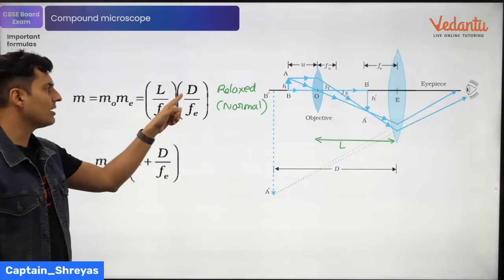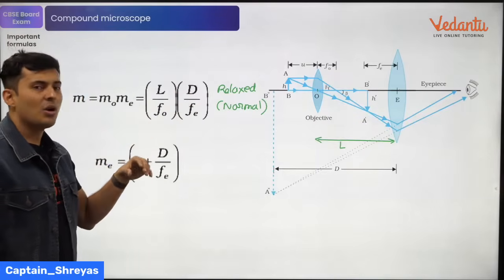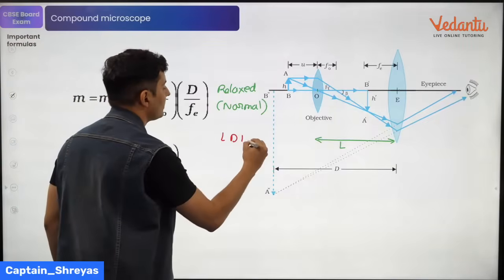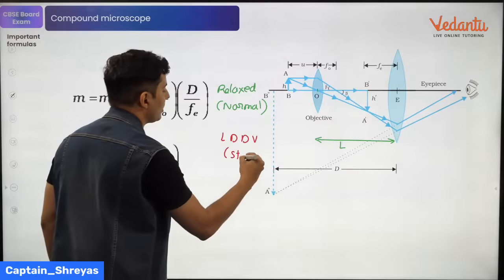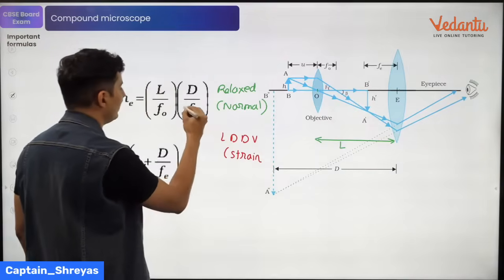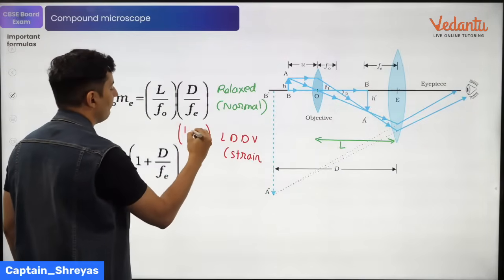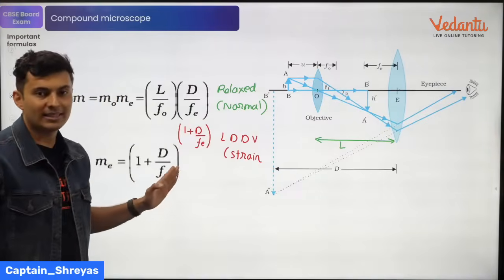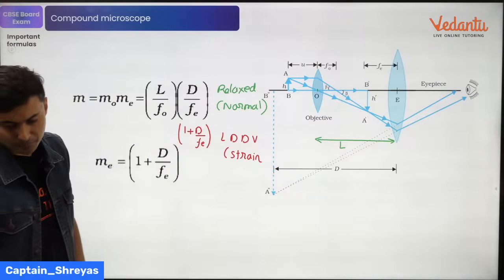So the magnification here for relaxed is this much. For least distance of distinct vision, when you strain your eyes, the only term which will change is this term. It will be 1 plus D by focal length of the eyepiece. That's all. That is going to change.